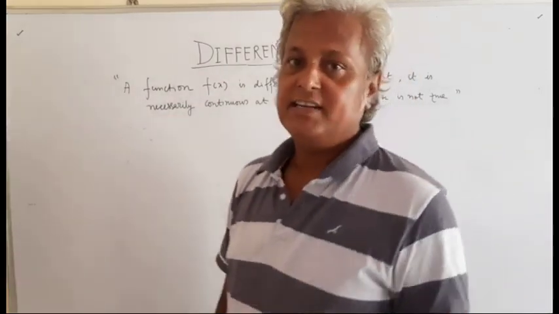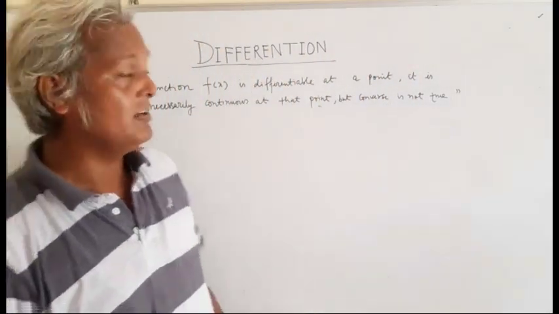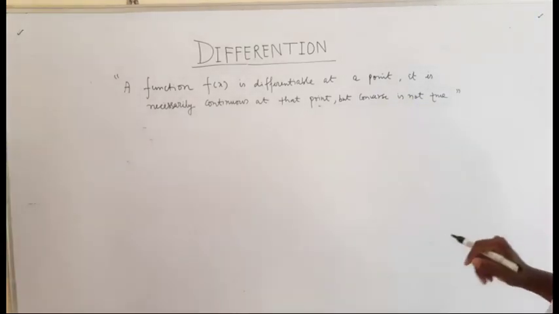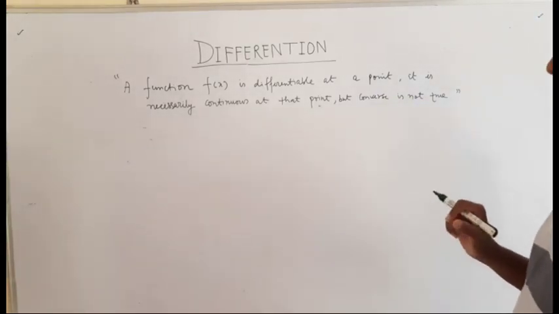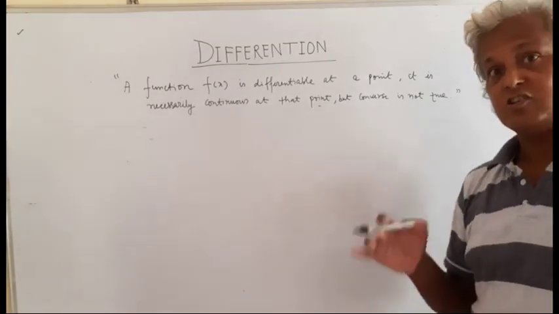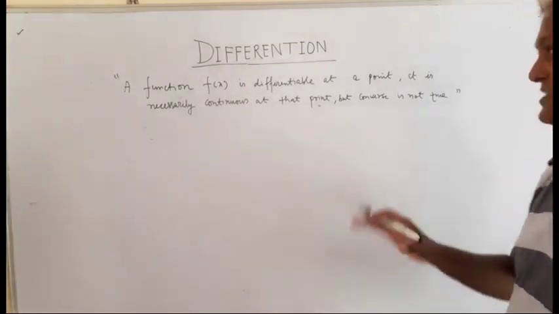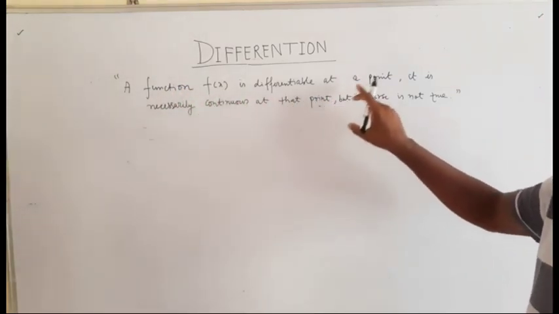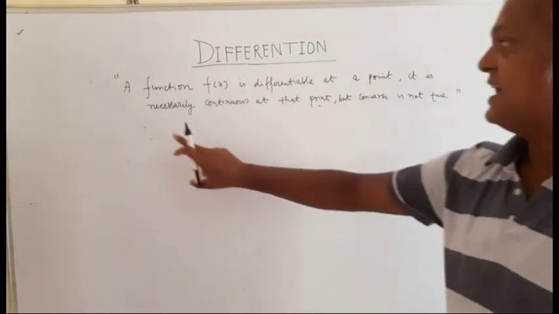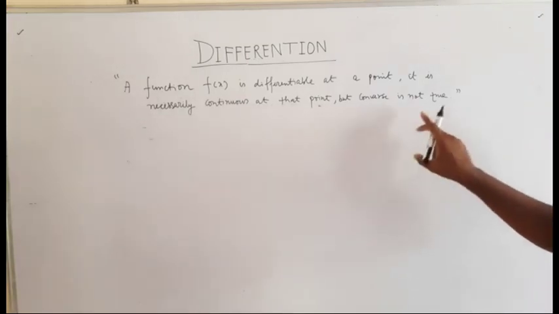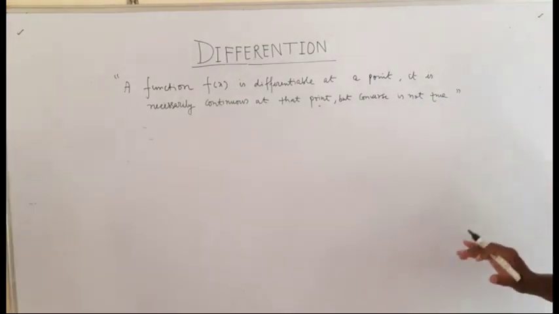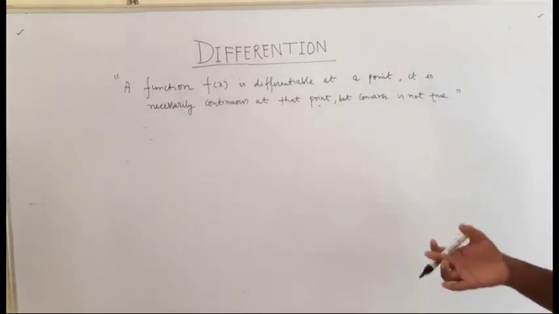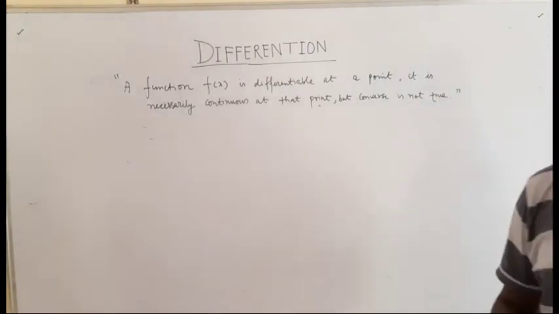Very good afternoon, friends, and in this video we are going to discuss a very popular theorem called differentiability and continuity. You have to find whether a differentiable function is continuous, or whether a continuous function is differentiable. The statement goes like this: if a function f(x) is differentiable at a point, it is necessarily continuous at that point, but the converse is not true. It means every differentiable function is continuous at the point, and every continuous function may not be differentiable.